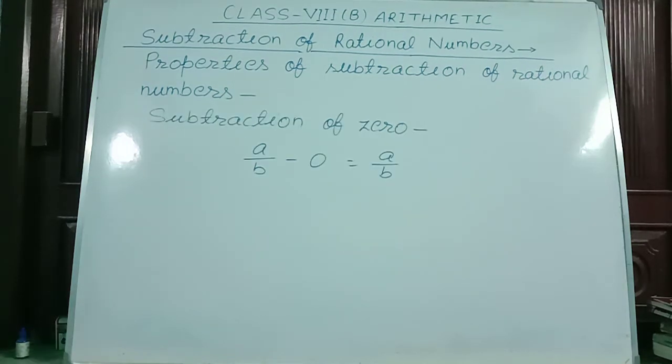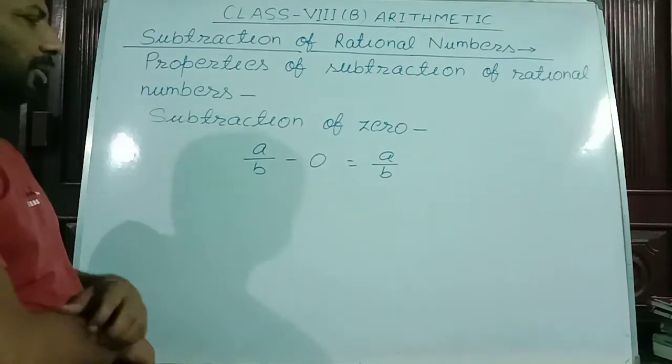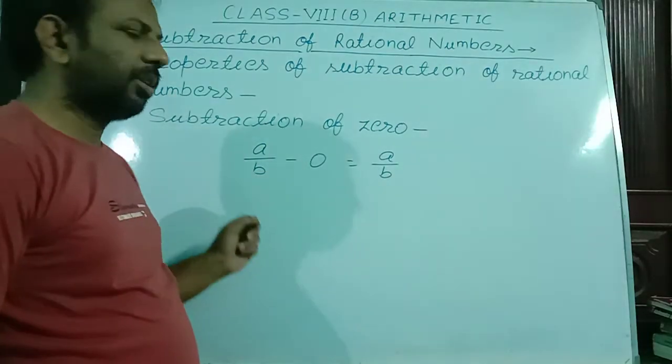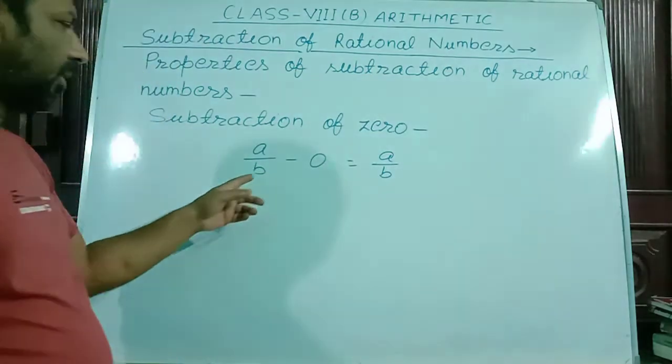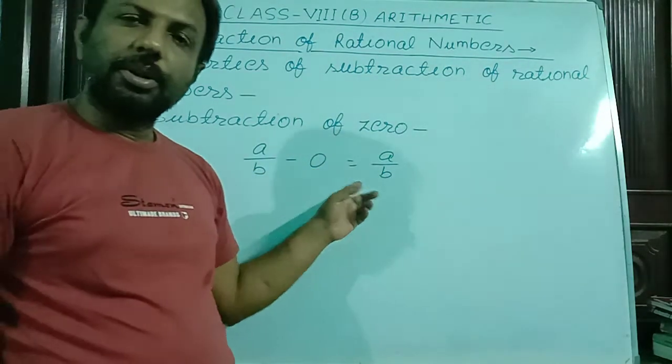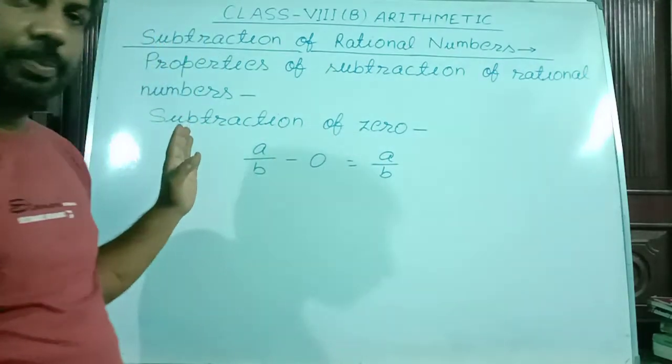And the last property is subtraction of 0. If we subtract 0 from any rational number, the result will be that rational number. a by b minus 0 equals a by b. This is the last property.